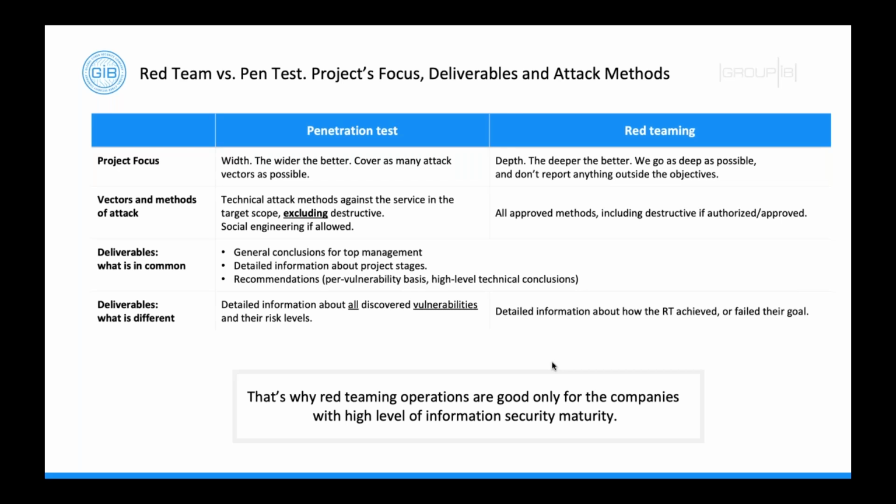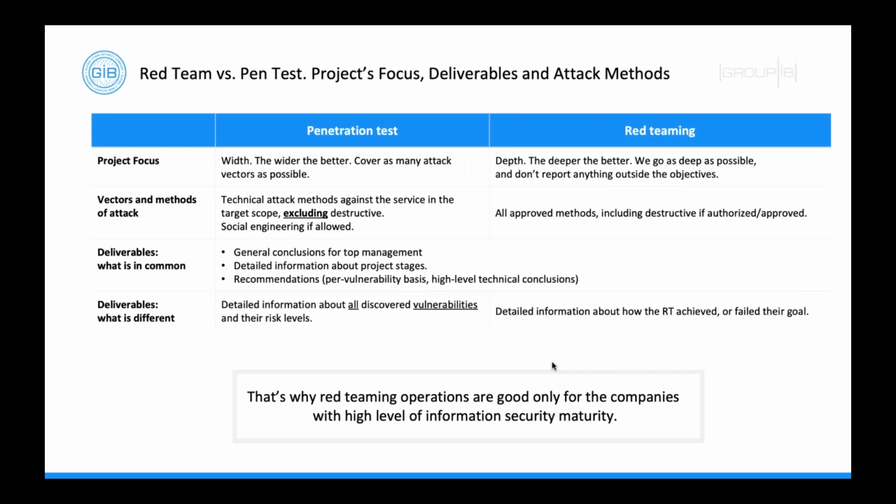In terms of deliverables, there's some commonalities between both of these services. One is the general conclusions for top management. We will include those within a penetration test, but also within red teaming operations to provide the conclusions of both of those tests that were conducted. Also, detailed information about each project stage, what vulnerabilities were identified, what different holes were identified within the security stack. Both of those will be provided in a final report for penetration testing and red teaming. In terms of additional commonalities, of course, recommendations will be provided for both of these types of services. However, with red teaming, it will be more in line with the project's goals.